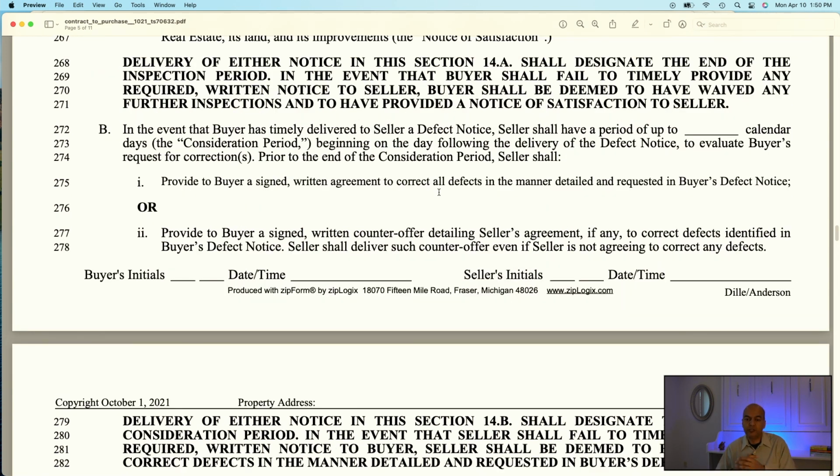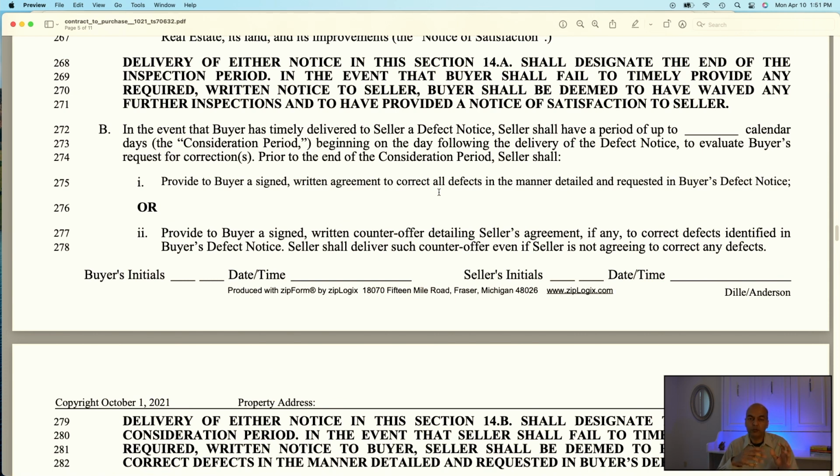Paragraph B here in this inspection section, basically, once the inspection is done, you've got a repair request list. How many days does the seller have to respond to that repair request? You should give the seller enough time to respond. You might need to extend some of these dates, especially if the seller wants to bring out a contractor to reevaluate something that the home inspector said was an issue. They don't believe is an issue.